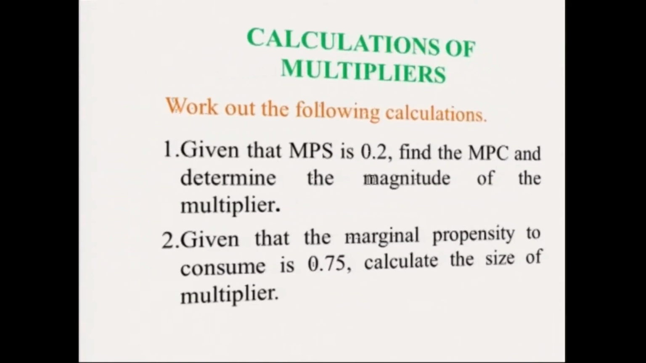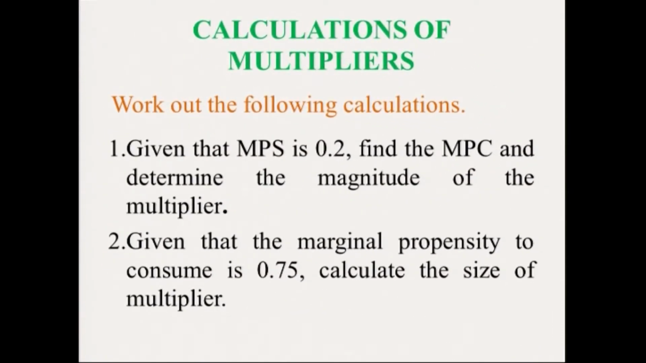And I want us to work out these following questions. We have questions, and we are going to calculate these questions. The first question: given that MPS is 0.2, find the MPC and determine the magnitude of the multiplier.